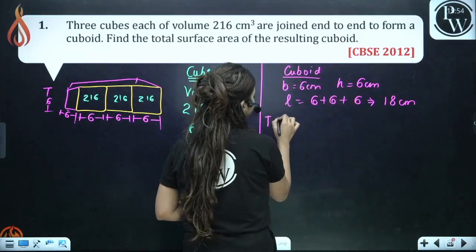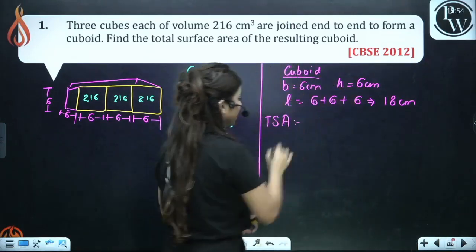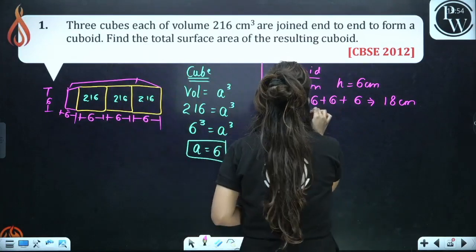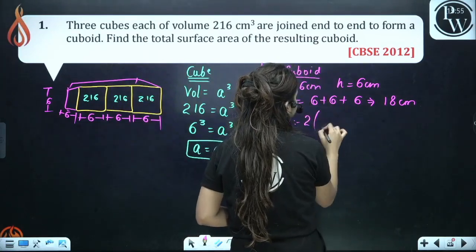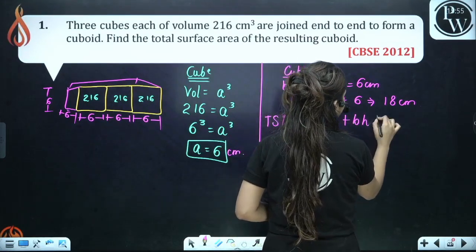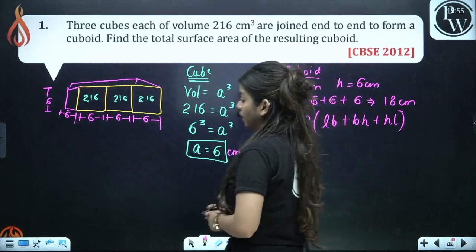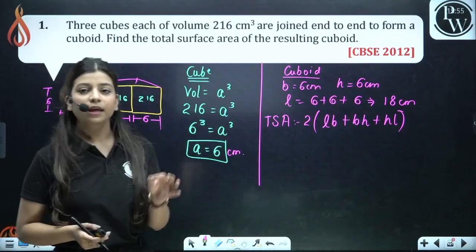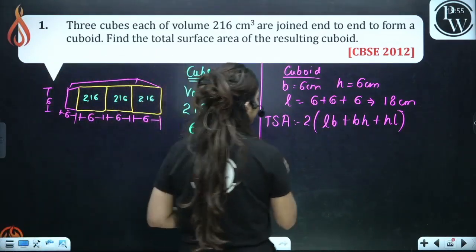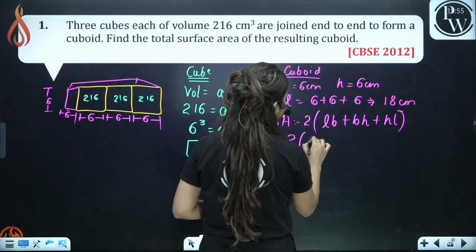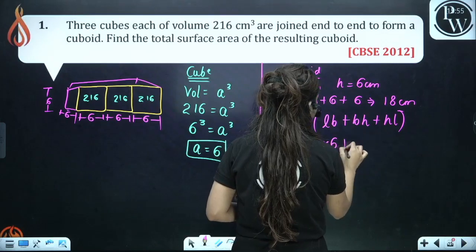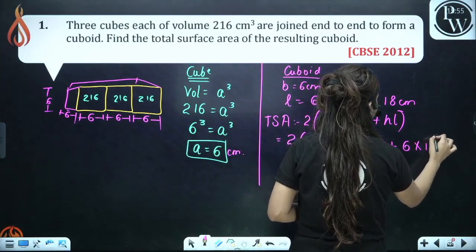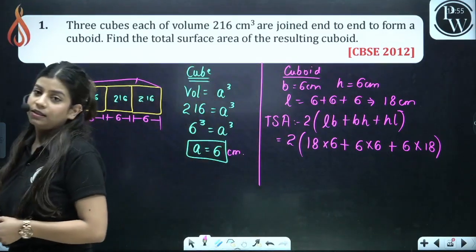Now, if I talk about the total surface area of your resulting cuboid, I suggest writing down the formula. This is 2 times (LB plus BH plus HL). So the total surface area of this cuboid will be 2 times (LB plus BH plus HL). So this will result into what, beta? 2 times, length is 18, so 18 into 6 plus 6 into 6 plus 6 into 18. I hope that this thing is clear till here, right?